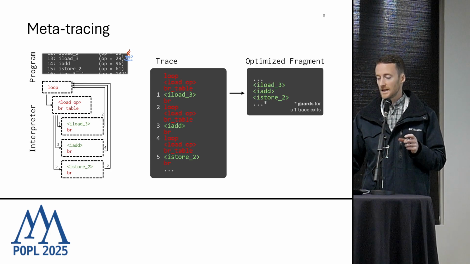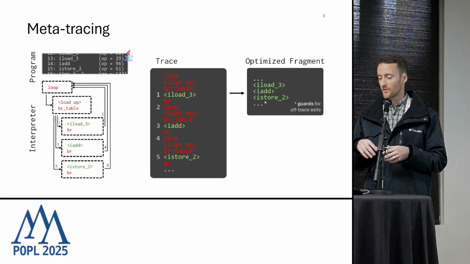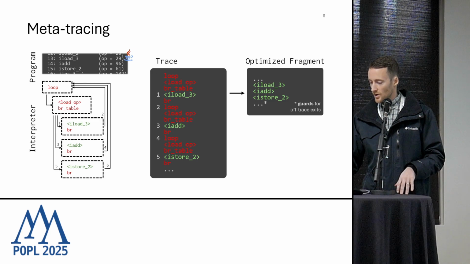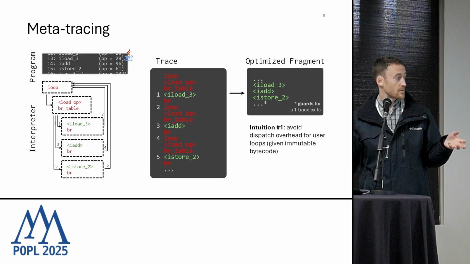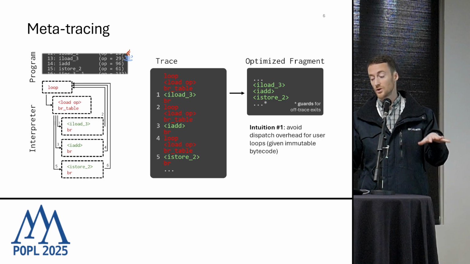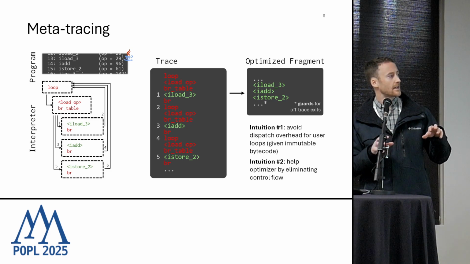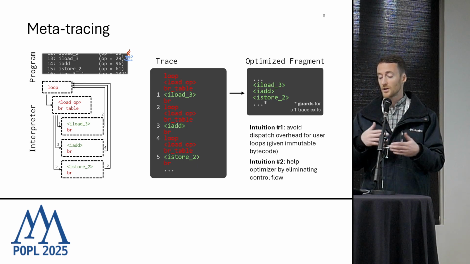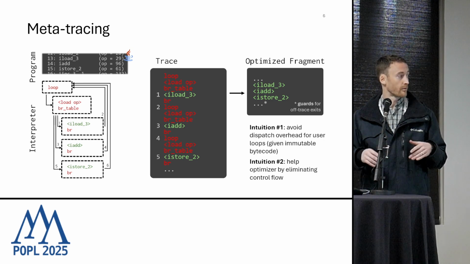And what meta tracing does is it finds those and extracts those things into an optimized fragment, getting rid of the dispatch loop overhead. So two intuitions here. One, if we can avoid that dispatch overhead for the user loops, we can improve performance, right? But we need to assume that the bytecode is not changing under our feet. And secondly, once we get the implementation into this optimized fragment, an optimizer can do a better job, or there are more optimizations available to improve performance.